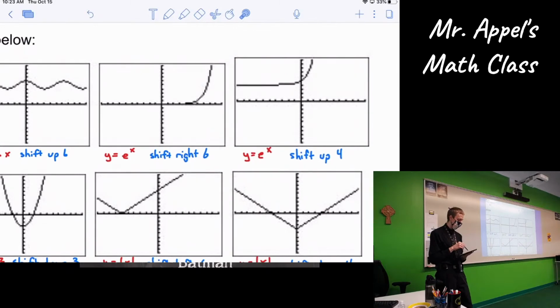All right, this guy does almost nothing for an eternity and then suddenly takes off like a rocket. That's an e to the x, exponential growth right there. Usually the takeoff starts happening right on that axis. So this has been shifted to the right, I would say about 6. And this one, that flat part has been shifted up.